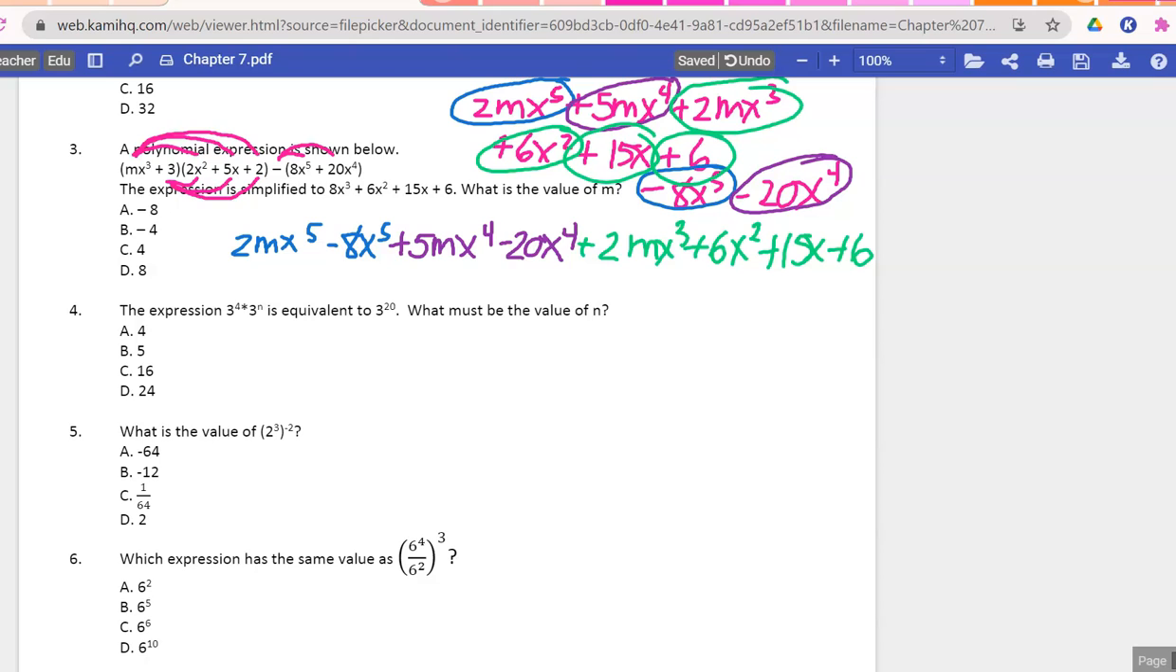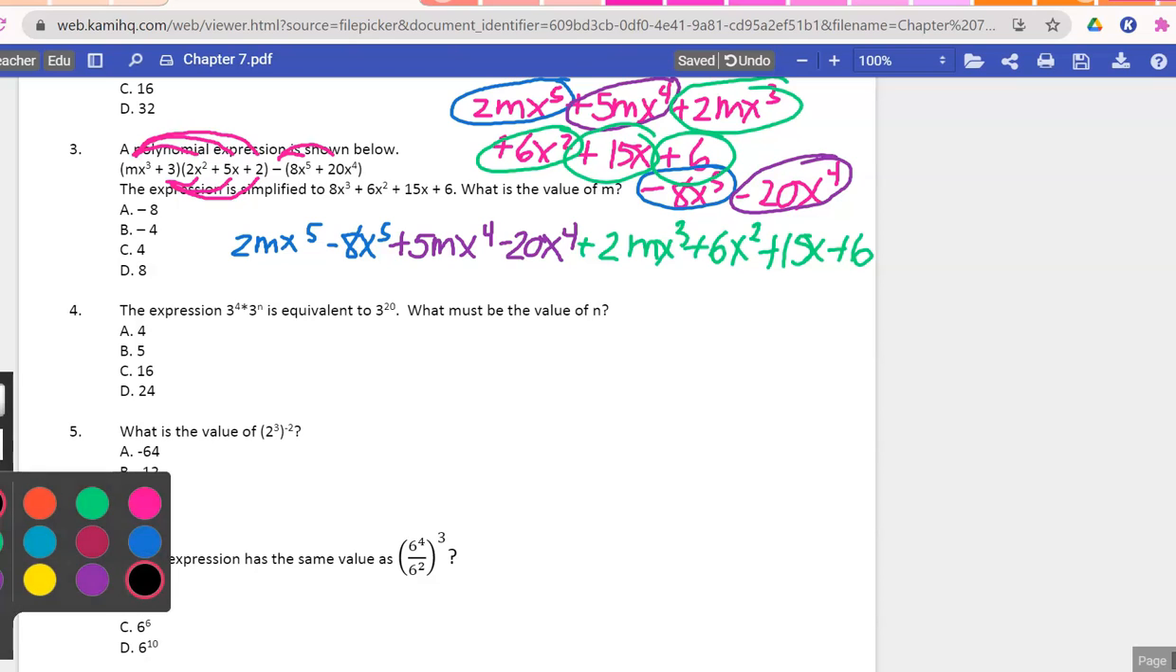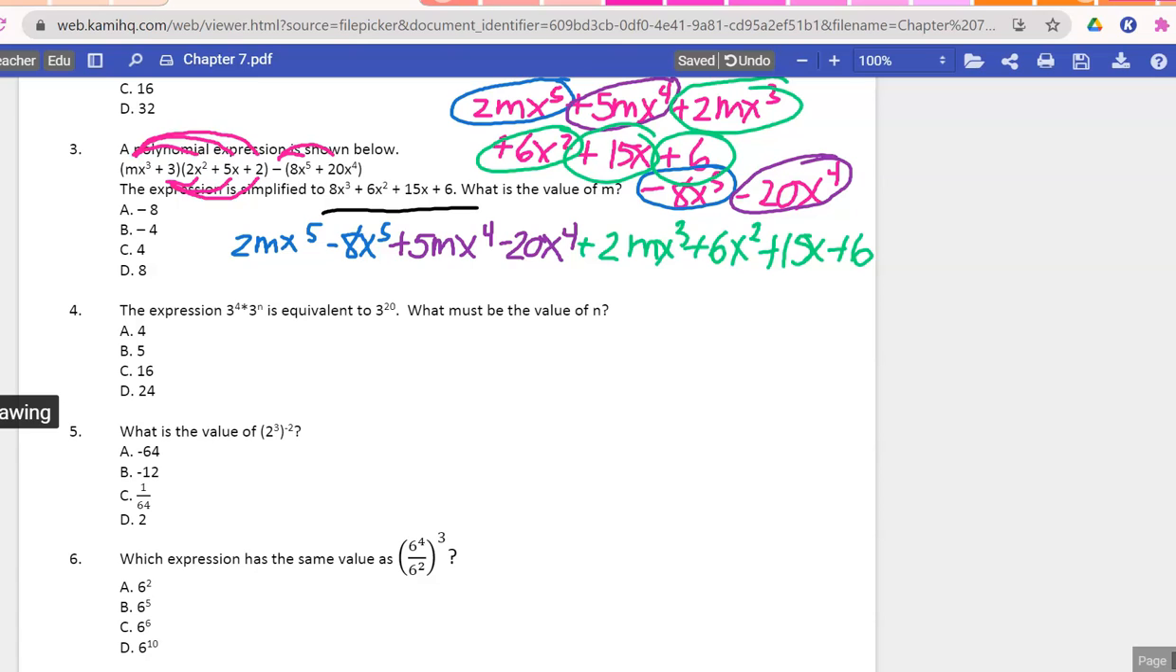So here's what you know. They tell you that this expression simplifies to 8x to the third plus 6x squared plus 15x plus 6. That means these 2 blue terms are going to cancel, and these 2 purple terms are going to cancel. If those things are going to cancel, remember that means it equals 0. So what this is telling you is 2m minus 8 is going to give you 0, and 5m minus 20 is also going to give you 0, because these things have to cancel to get the correct simplified answer.